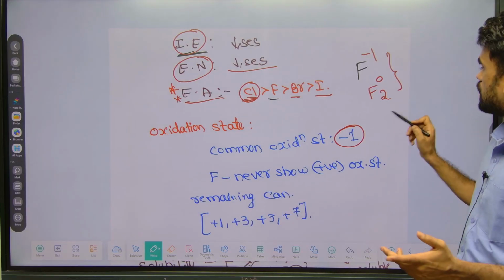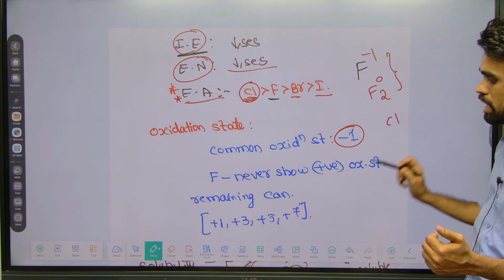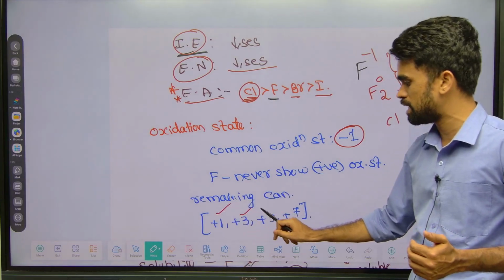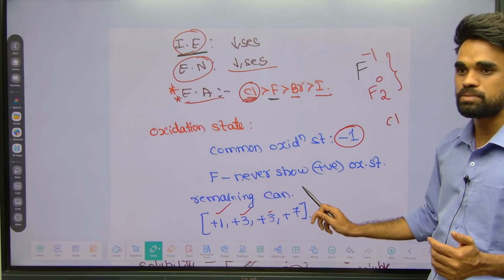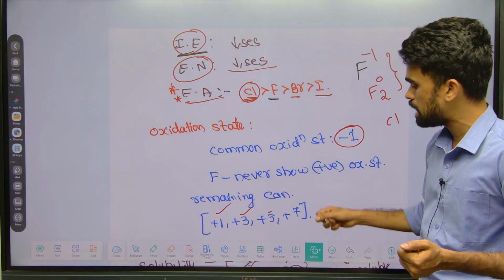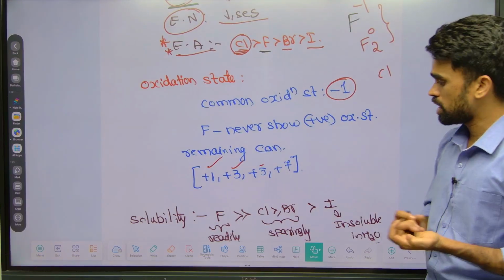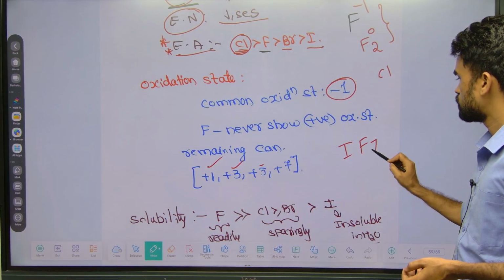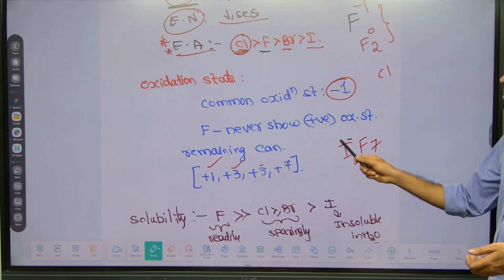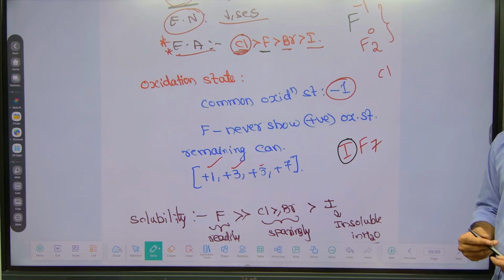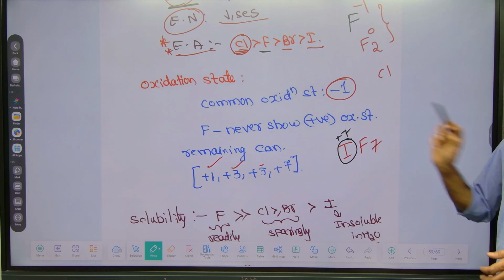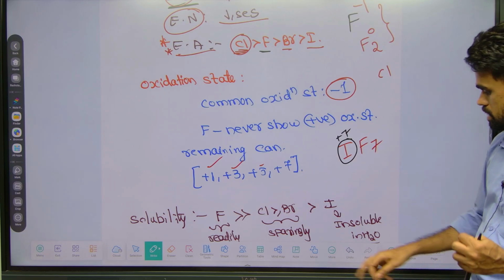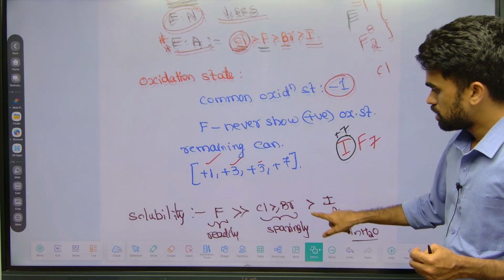Fluorine never shows a positive oxidation state. Remaining elements like chlorine, bromine, iodine can show +1, +3, +5, +7. So what is the maximum oxidation state possible? +7. The best example here is IF7. So what is the oxidation state of iodine here? +7. Okay, next.